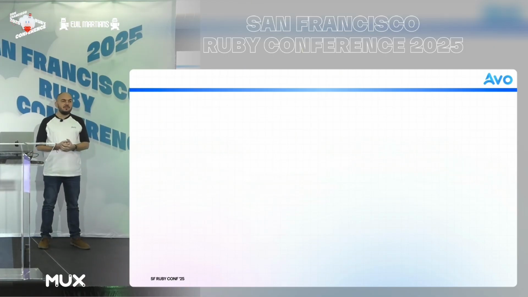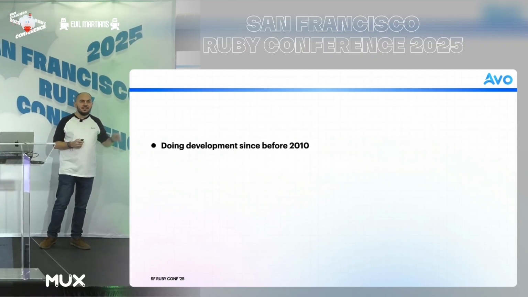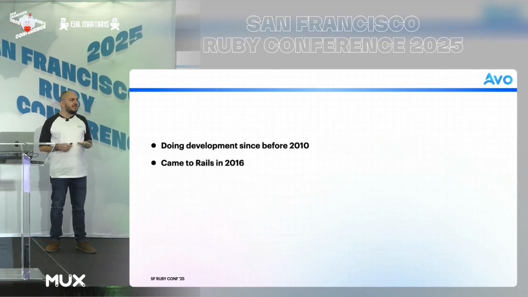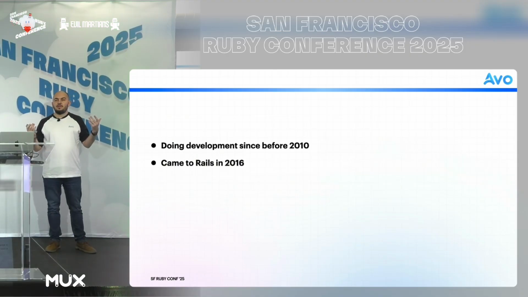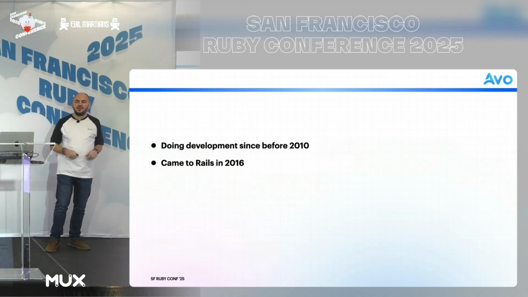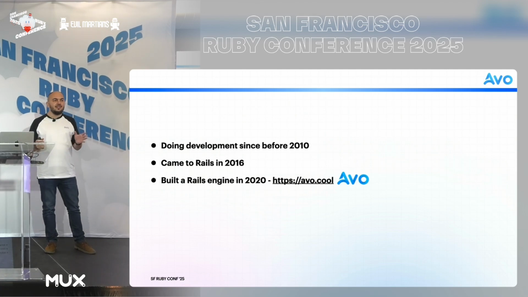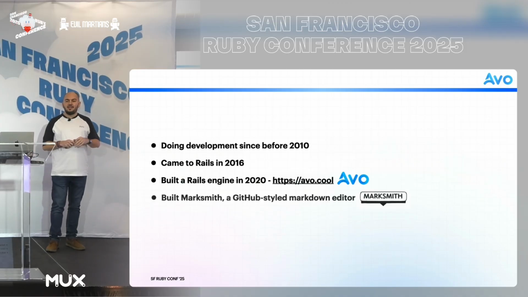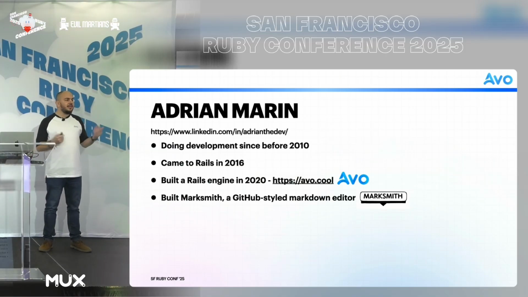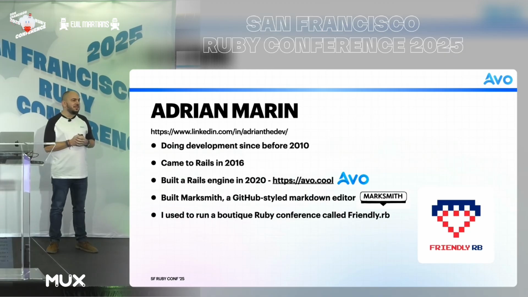In case you're wondering why I'm talking about this, I started development since before 2010, so I caught the early days of asset management. I came to Rails in about 2016, and I had questions about what's an asset pipeline, what does it do, how does it work, can we not use it and just go back to what we had? Then I built an engine, a distributed engine, and I've hit a lot of problems. And then I made a little bit more open source work, and again, I hit some more problems. So yeah, this is me, Adrian. You'll find me, Adrian the Dev, everywhere, online. I also co-hosted a small boutique conference in Europe called Friendly RB.